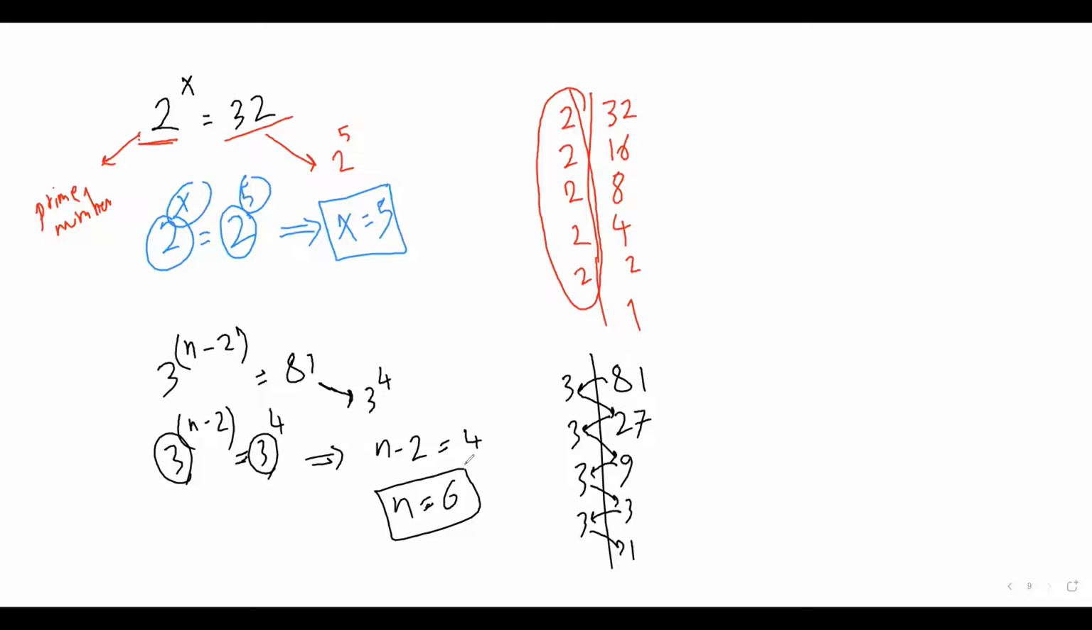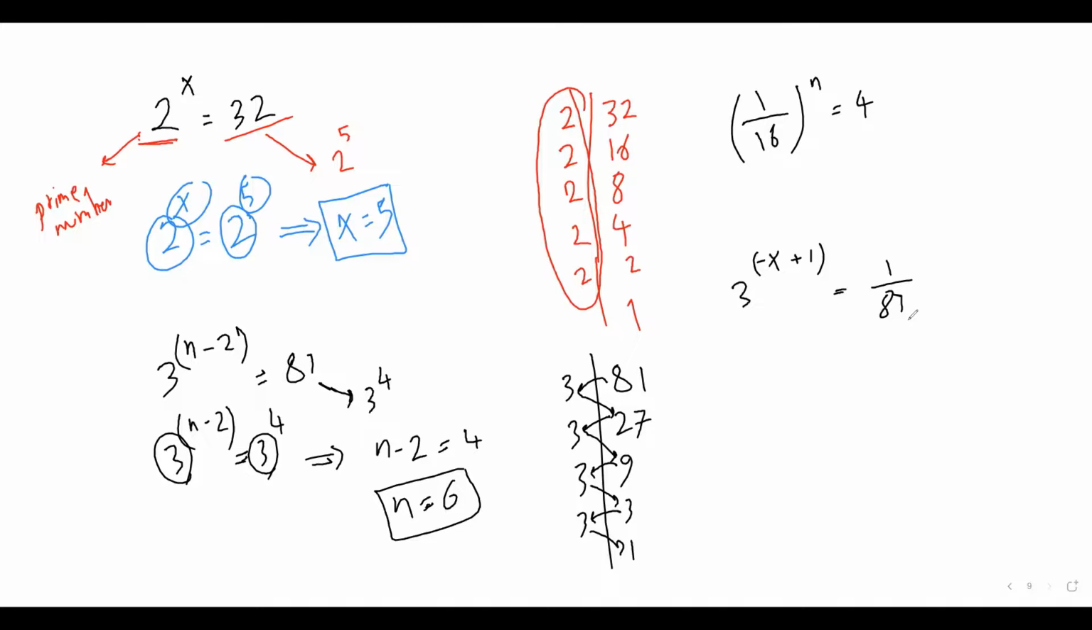Let me do 2 more before we get to the fractional exponential. So 1 over 16, this is a good example, 1 over 16 raised to the power of n is equal to 4. And another example, 3 raised to the power of negative x plus 1, the whole thing in the bracket, equals 1 over 81.